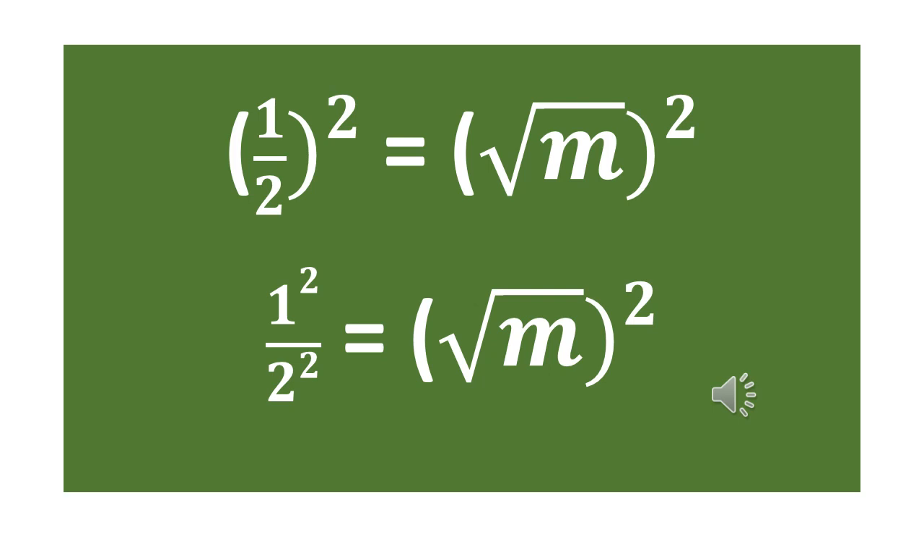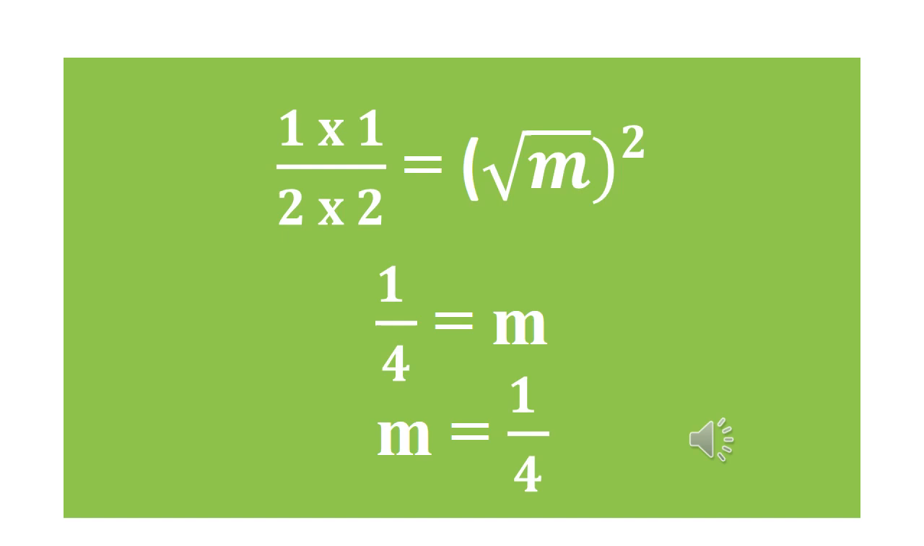If we expand the bracket, we have 1 squared over 2 squared equals square root of m squared. So 1 squared is equal to 1 times 1 and 2 squared is equal to 2 times 2. So 1 times 1 is 1, 2 times 2 is 4. So that's 1 over 4 equals, the square root will cancel out the square, so we have m left. So it means we have 1 over 4 equals m. That is, m equals 1 over 4.